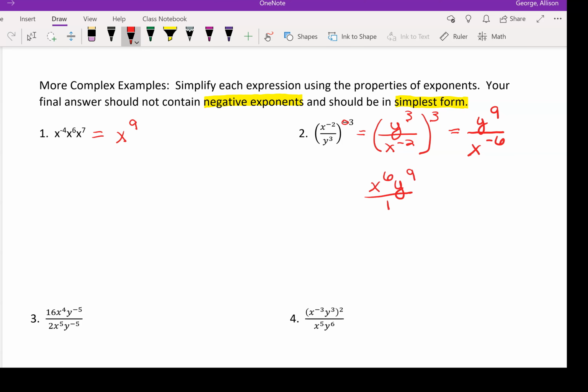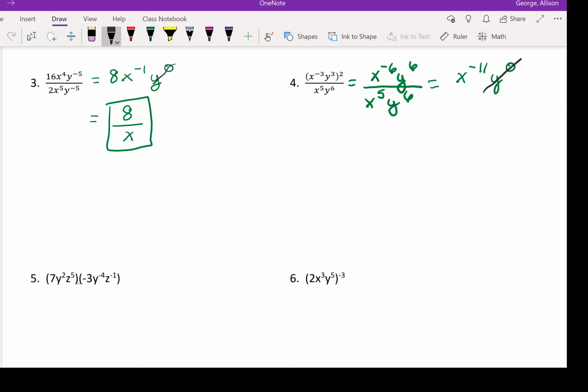All right, now it's a fraction, so now I can just subtract my exponents. So negative 6 minus 5 is going to give me negative 11. 6 minus 6 is going to give me 0. All right, then dealing with our simplifying, anything to the 0 power goes away, it's 1. And then since that x has a negative exponent, I need to move it and put it down in the denominator. So that's what I end up with, 1 over x to the 11th.